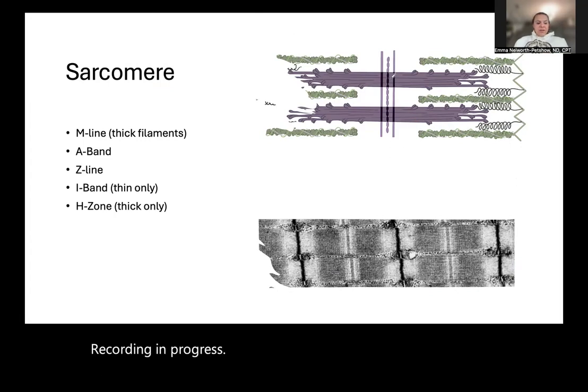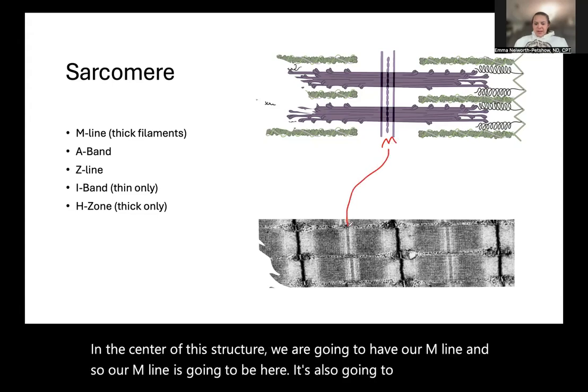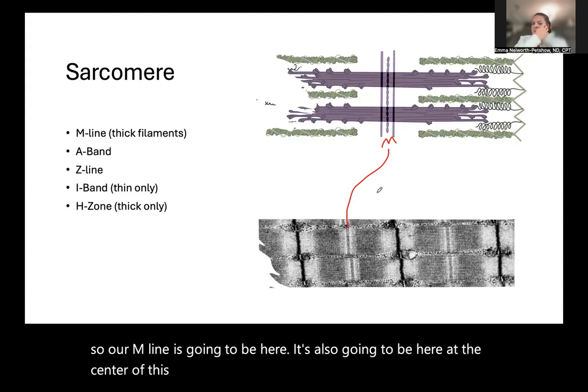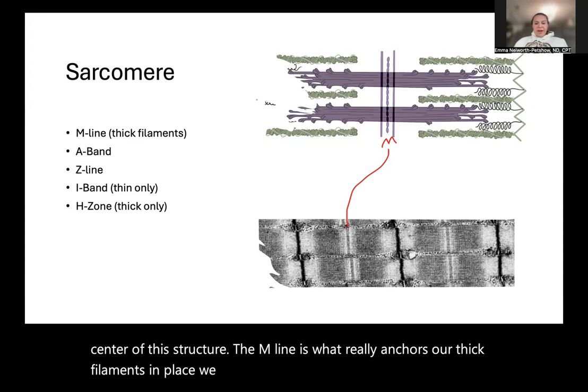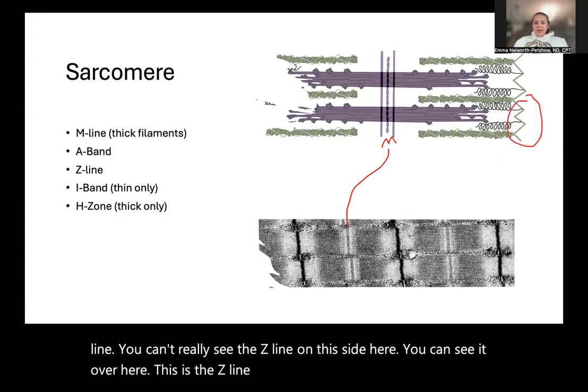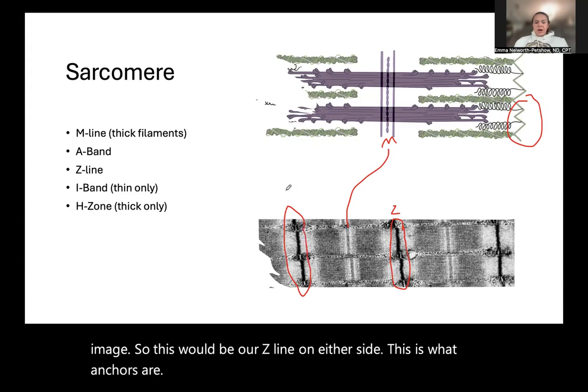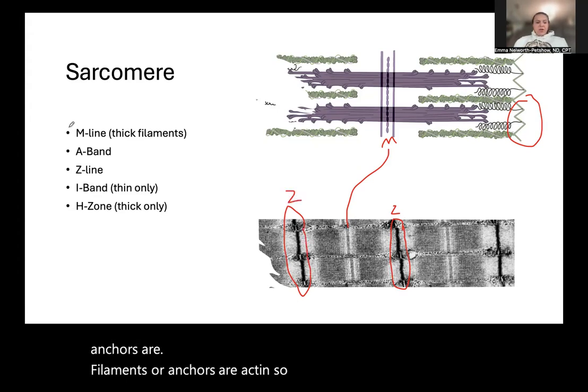In the center of this structure, we are going to have our M line. It's also going to be here at the center of the structure. The M line is what really anchors our thick filaments in place. We then have another line. This is called the Z line. You can't really see the Z line on this side here. You can see it over here. This is the Z line here. We can really see it well in this image. So this would be our Z line on either side. This is what anchors our thin filaments, or anchors our actin. So those are our two lines that we have here and here.